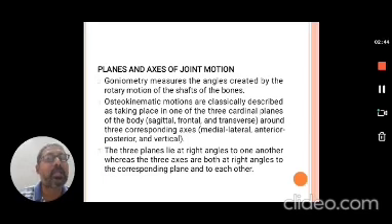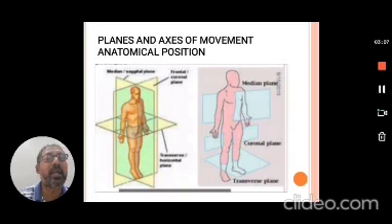The sagittal plane divides the body into halves, right or left, and the frontal or coronal plane divides the body into front and back side, and the transverse plane divides the body into upper and lower, or the dorsal or the ventral portion of the body. These are the planes and axes at which the joint movement happens.